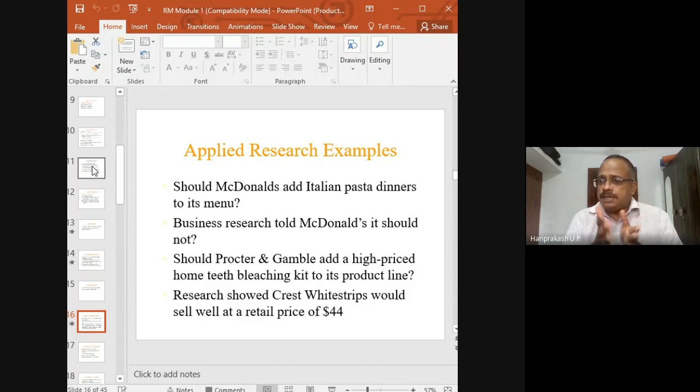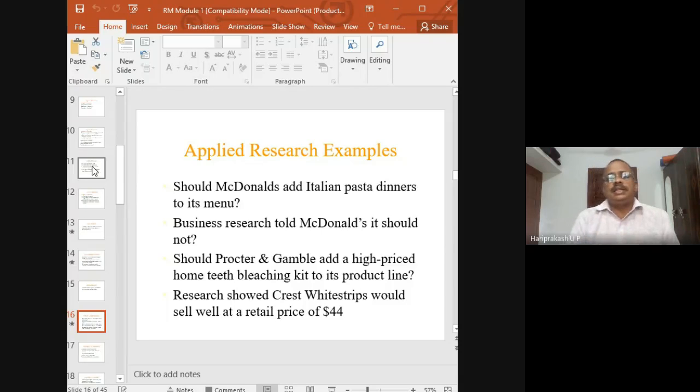Whereas basic research, what happens, there is no decision taken, it is just expansion of knowledge, right? Expansion of knowledge, some new knowledge is added. That's what examples we have discussed in the last class.